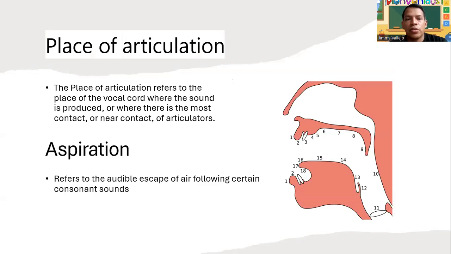Now, the place of articulation. The place of articulation refers to the place in the vocal tract where sound is produced, or where there is the most contact or need of articulators. Here are all the contacts. That's why it's named place of articulation, according to where the sound is produced. Aspiration refers to the audible scatter of outflow of air in certain consonant sounds.